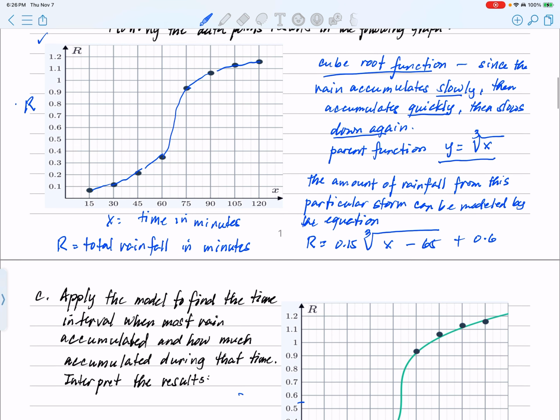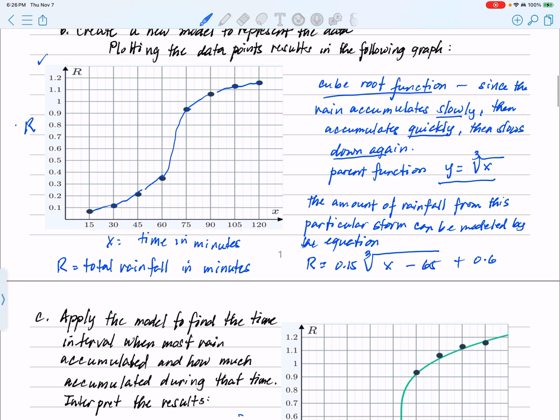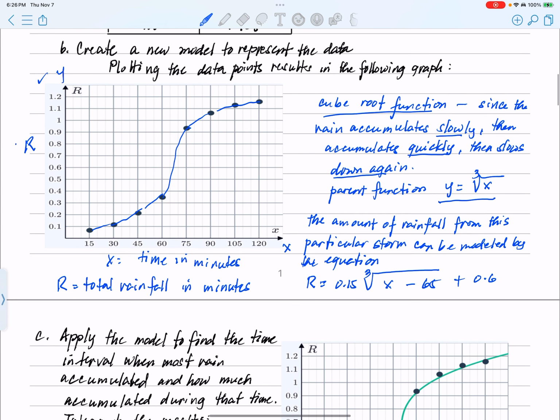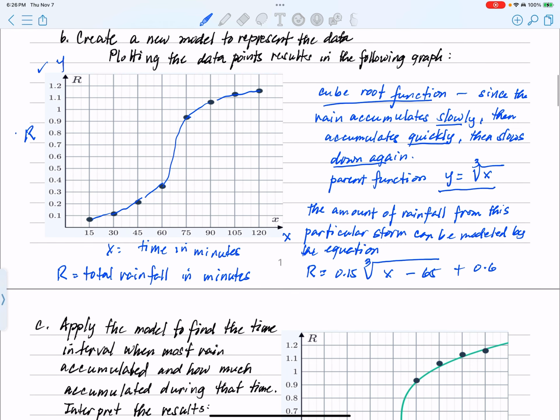r = 0.15 cube root of (x minus 65) plus 0.6, where x is the time in minutes and r is the total rainfall. R is for the y and x is for the time in minutes. Okay, we can use this equation right here coming from our parent function.